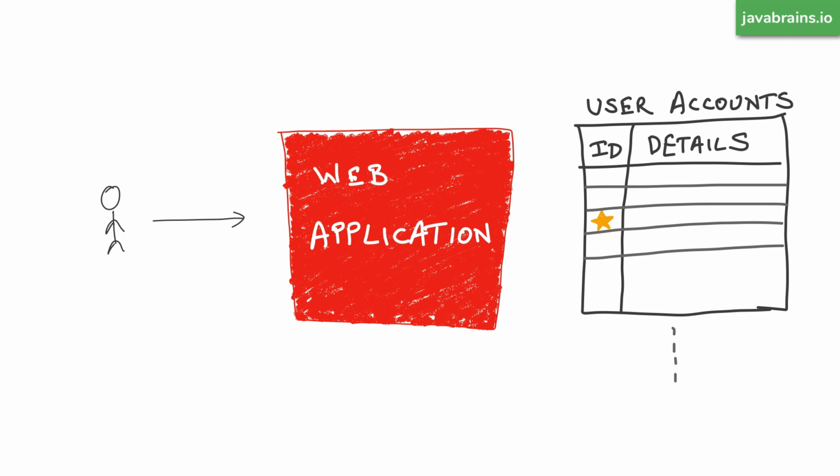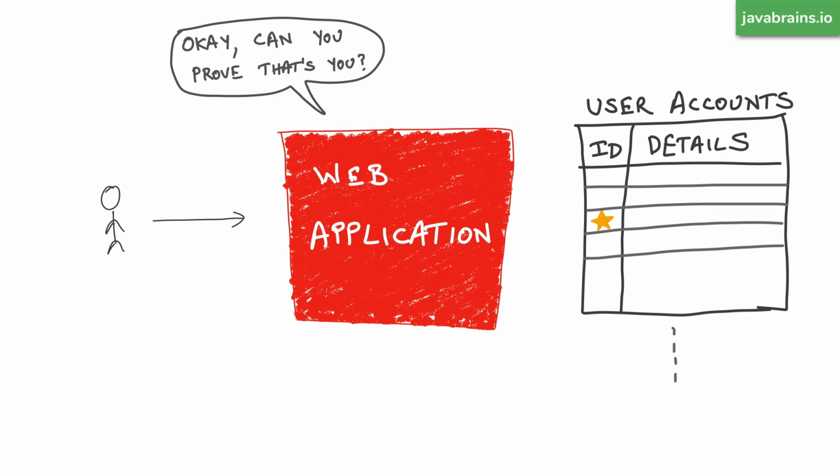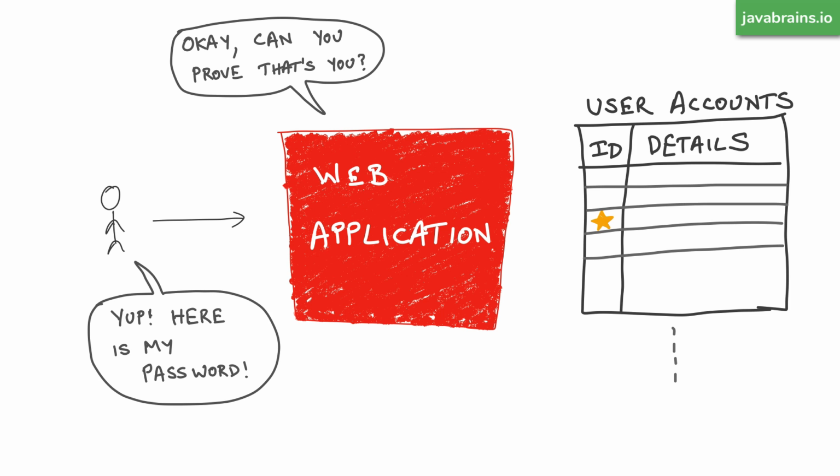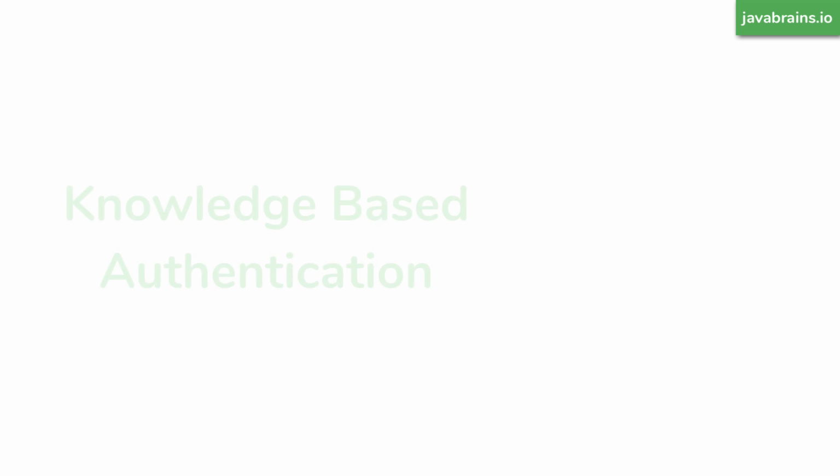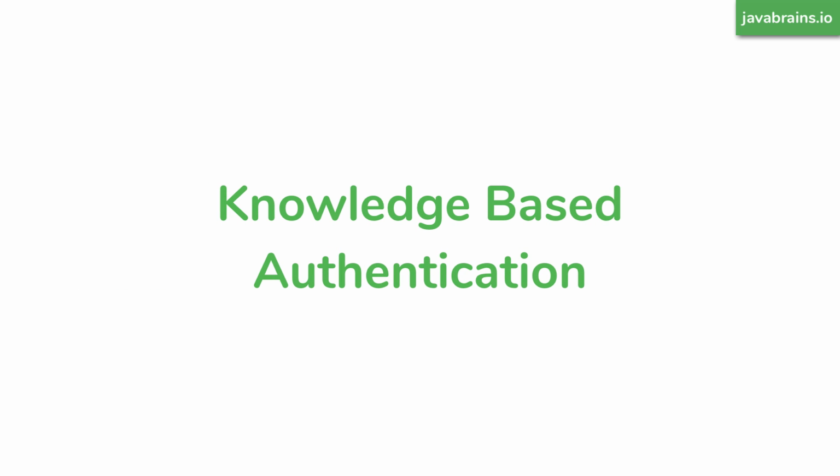After you tell it which account is associated with you, you also need to prove to the application that it is indeed you. A common way this is done is by providing your user ID and password. It's a way for you to say, hey application, here is the secret password that I told you when I created the account. Here is the same secret password again to prove that it is indeed me. This type of authentication is called knowledge-based authentication. The authentication is based on knowledge that you have.